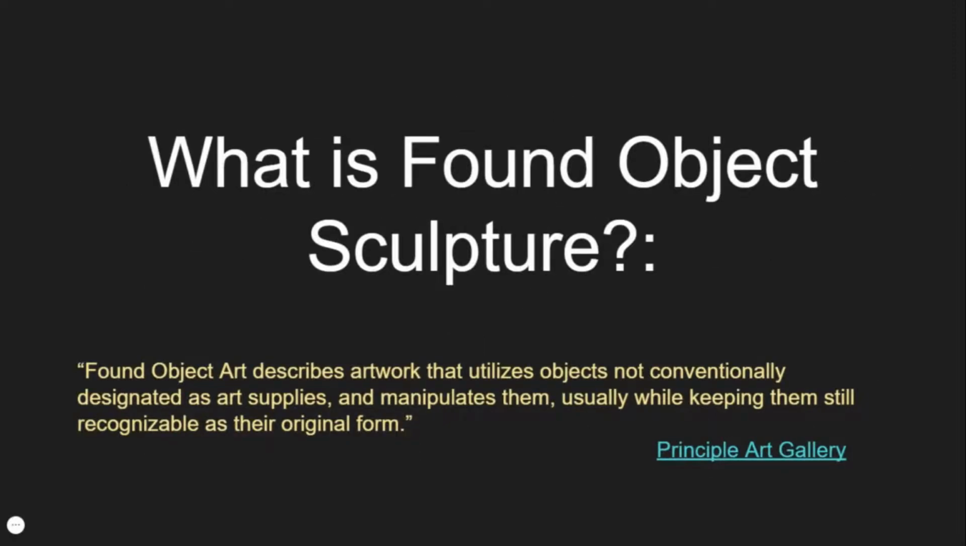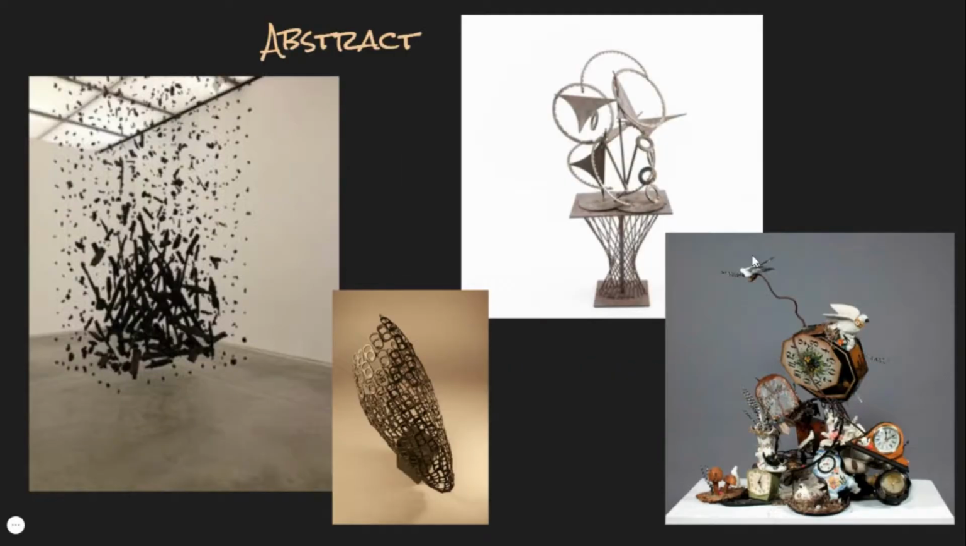First of all, what is found object sculpture? Found object art describes artwork that utilizes objects not conventionally designed as art supplies and manipulates them, usually while keeping them still recognizable as their original form. So instead of using paint and canvas and pencil, we're using a lot of things that might normally get thrown out, or things that are being reused to make art instead of being recycled or thrown out or given away.